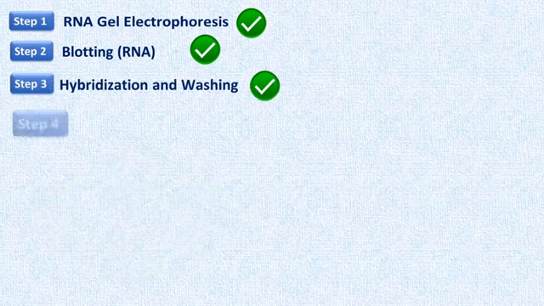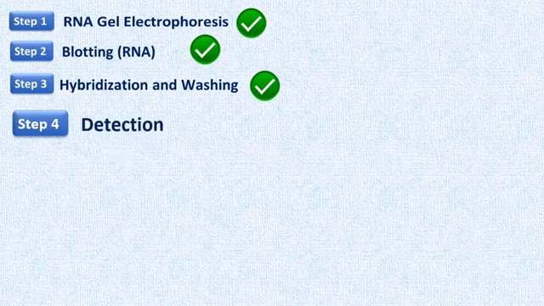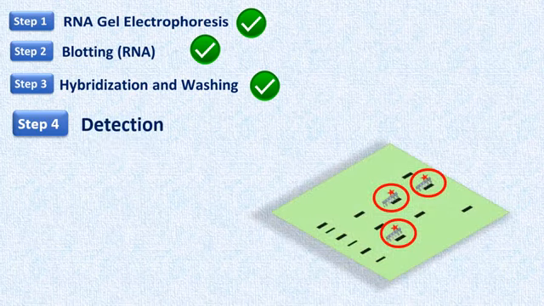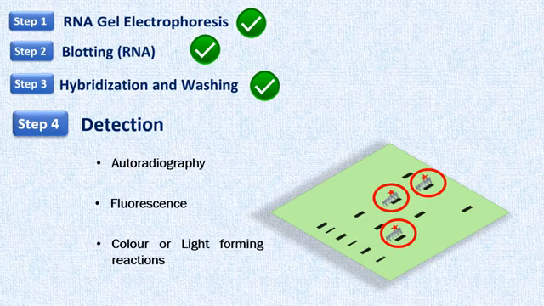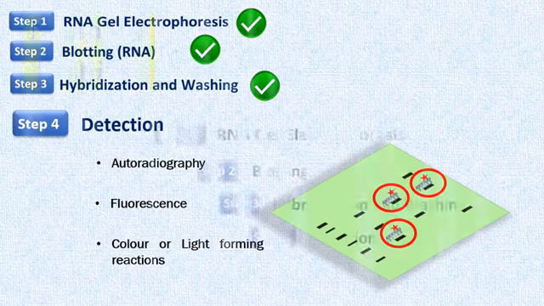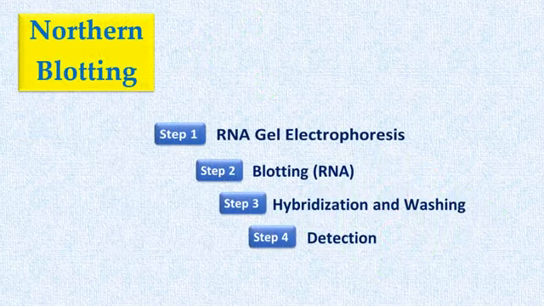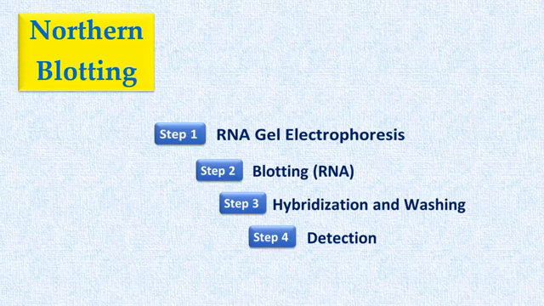In the fourth and final step, detection is done. Again, the detection and visualization method depends on the type of labeled molecule we used for the hybridization step. So, these were the steps involved in northern blotting.